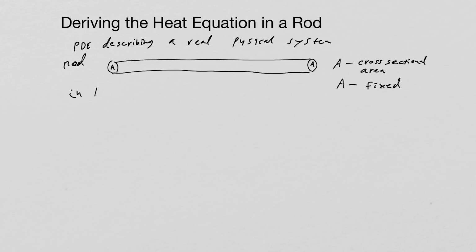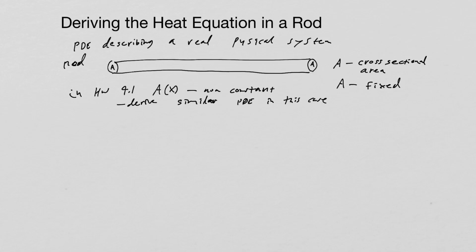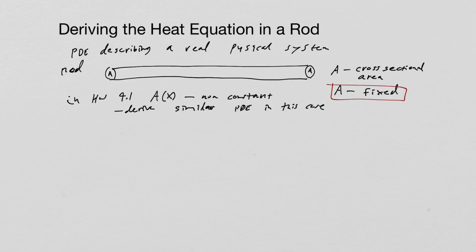So in your homework, in problem 1.4, the cross-sectional area could change. It could be non-constant. And you'll be asked to derive the similar PDE in this case of a non-constant area. But for the video that we're going to show here today, we're going to be talking about a fixed area.